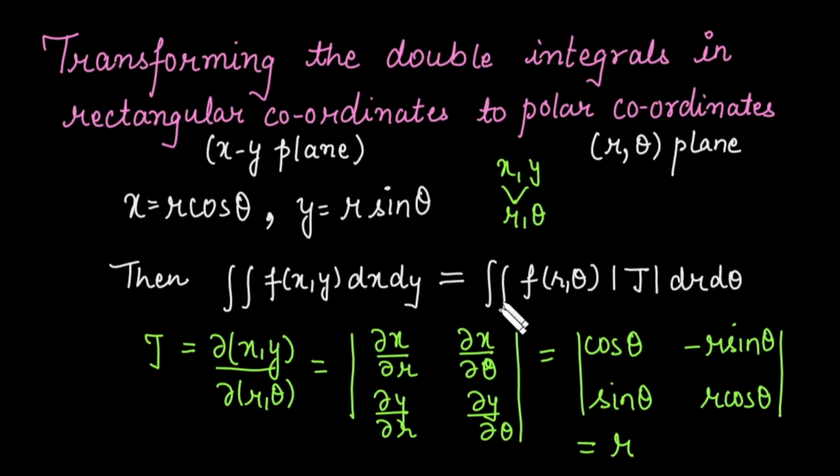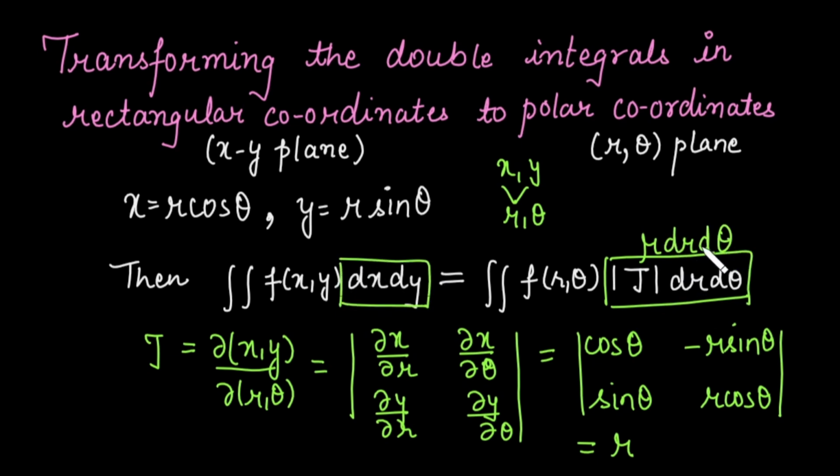So basically this double integration is converted into a function of r theta, and here we write r dr d theta. So we will replace dx dy with r dr d theta by using this polar coordinate. So let's understand how to apply this concept by using an MCQ question.